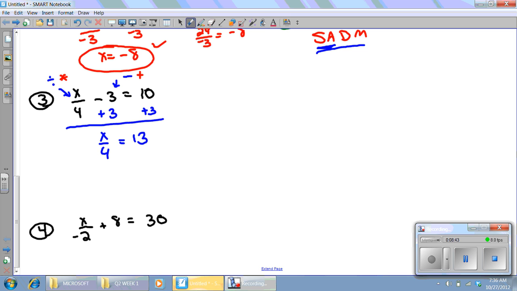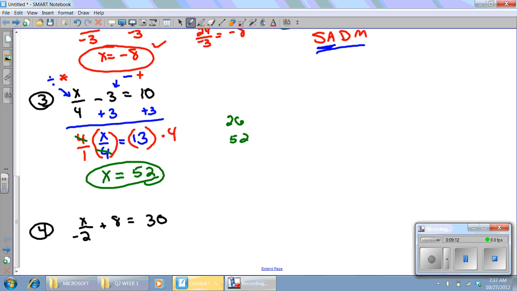And then I'm going to use multiplication to get rid of the division. And I'll multiply by 4 on the right-hand side and by 4 over 1 on the left-hand side. Now, I'm not kidding. The left-hand side is easiest because 4 over 4 cancels out to plain old x. 13 times 4, if I double 13, I get 26. If I double that, I get 52. 13 times 4 must be 52. And there you go.